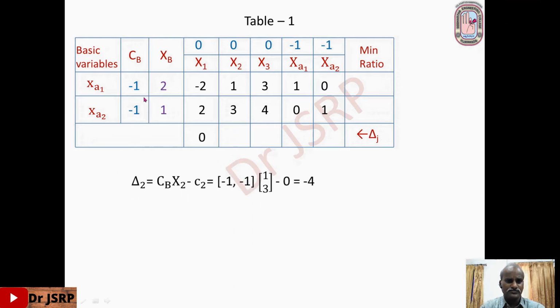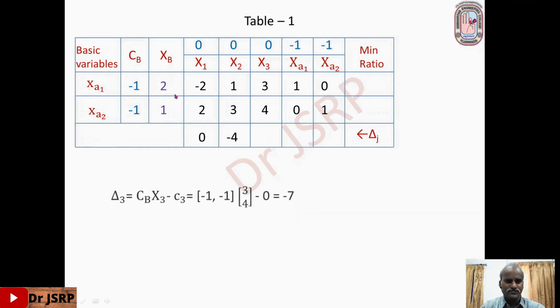Similarly, delta 2, CB into X2, that is -1 into 1, -1, -1 into 3, -3, -4, minus 0. So -4. For delta 3, CB into X3, that is -1 into 3, -3, -1 into 4, -4, -7, minus 0, so -7. For XA1, XA2, these are basic variables. For basic variables, the delta J value is always 0. So here 0, 0. So these are delta J values.